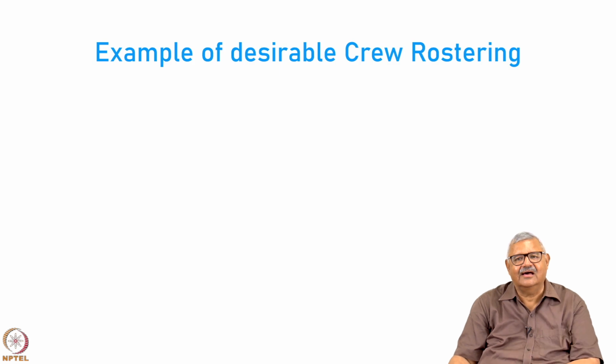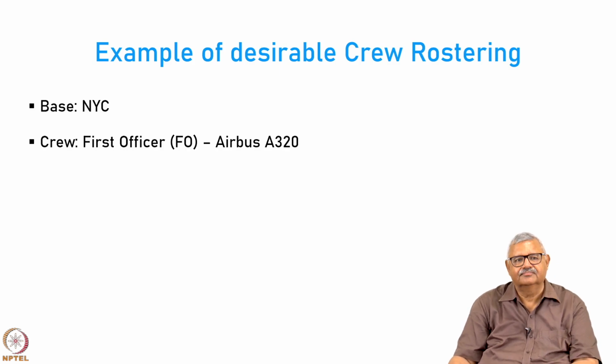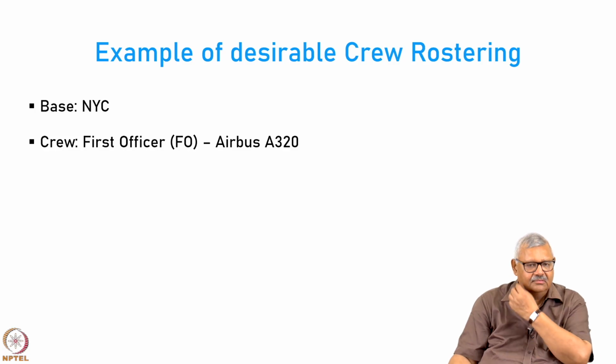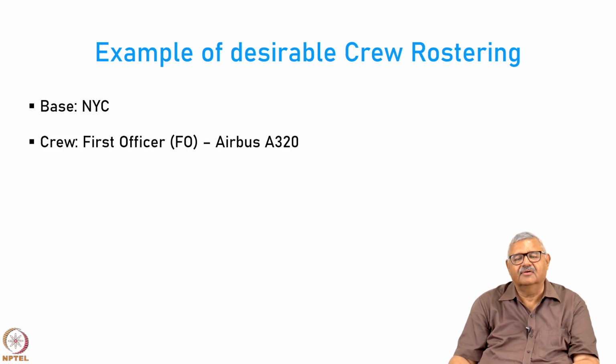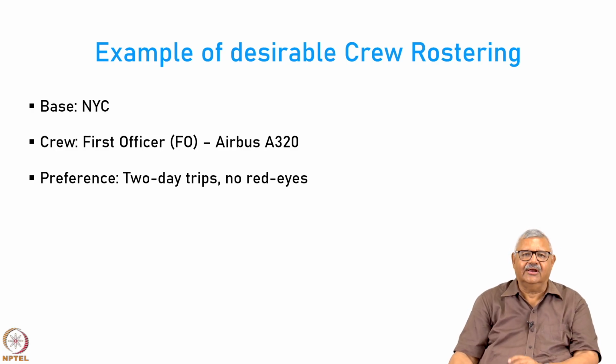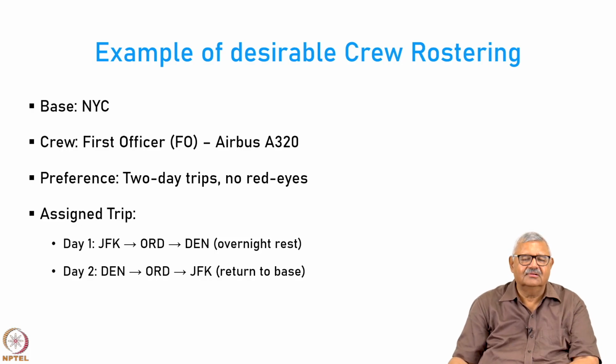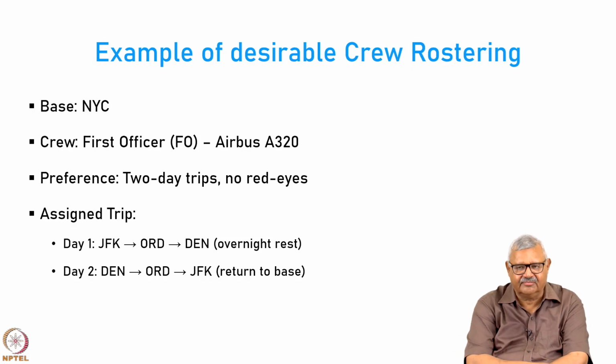Here is an example of a desirable crew rostering. A crew member is based in New York, first officer, and the flight is by Airbus A320. This person prefers 2-day trips and would not like to have red-eye flights as far as possible. So, this is one schedule which has been assigned, the rostering has been assigned.